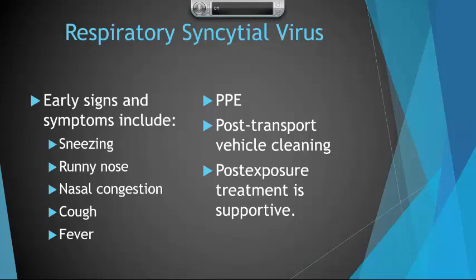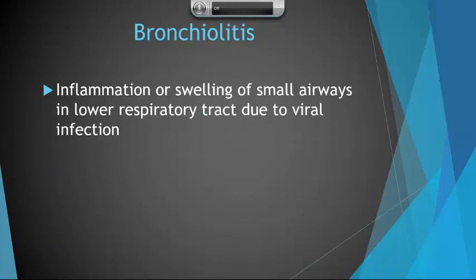Bronchiolitis is inflammation or swelling of the small airways in the lower respiratory tract due to a viral infection. Most common source is RSV, also a newer virus, metapneumovirus, and some other respiratory viruses also can cause bronchiolitis. You'll see the highest frequency in winter and primarily affects infants and children younger than 2 years. It's highly contagious, and the severity ranges from mild to moderate respiratory distress with hypoxia and respiratory failure.